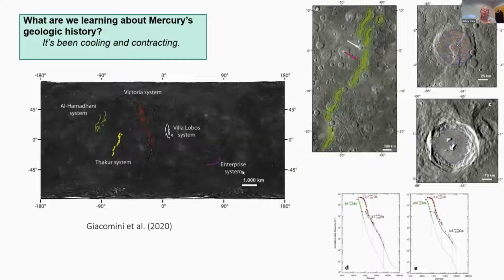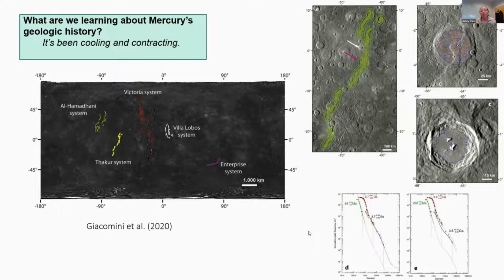And then you can go even more in depth than that and start looking at specific systems and thinking about when specific systems were active using buffered crater counting techniques. So here, for example, there's 5 systems that have been dated by Giacomini et al. in 2020, where individual thrust systems were dated. And this narrows that range down to an even narrower window, that these specific systems are active around 3.6 to 3.8 billion years ago.